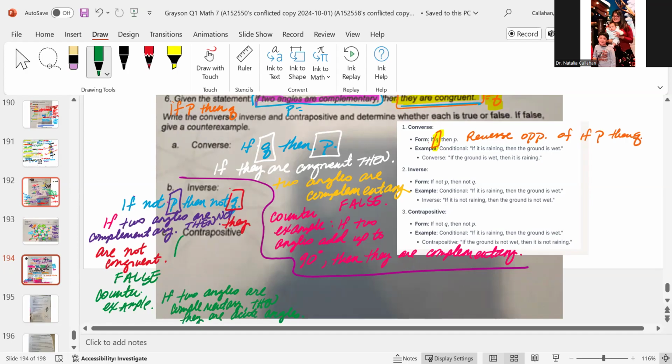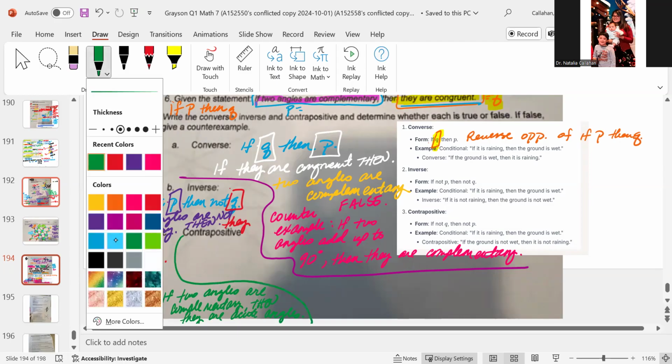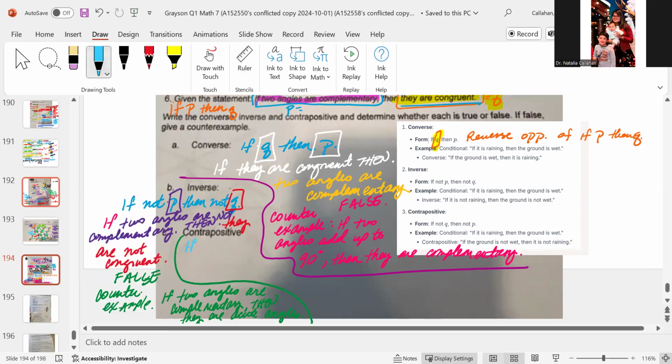All right. Contrapositive. What is a contrapositive? What's the note on that one? If not Q, then not P. If not Q, then not P. You need to write that down and here as well.